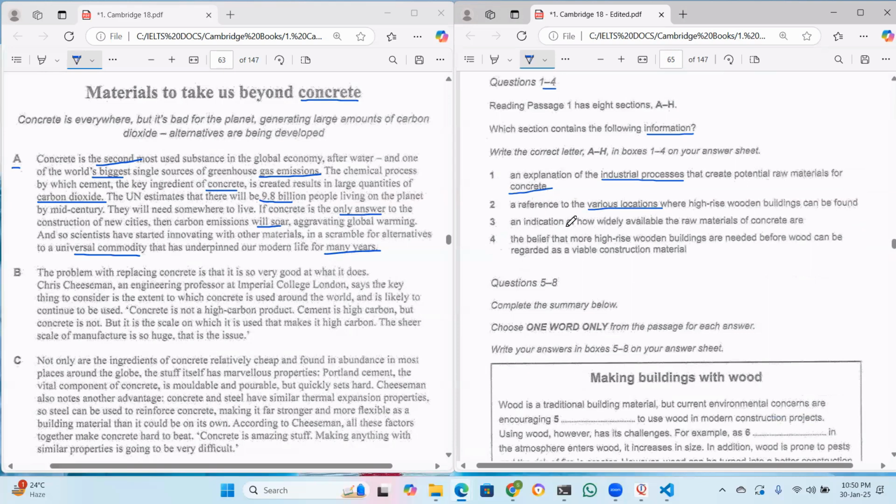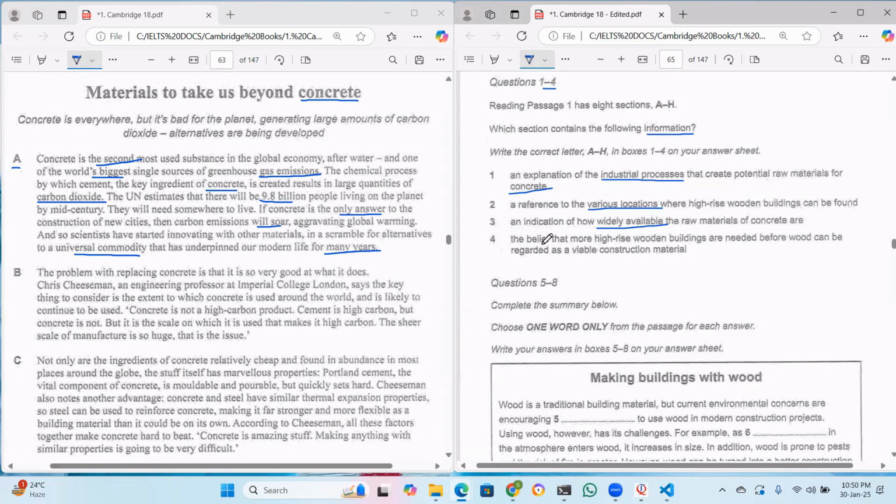An indication of how widely available the raw materials of concrete are. So he's talking about the availability here, right? How widely they are available. Okay, the raw materials of concrete. Did he talk about anything in this paragraph? No, I didn't read anything, right? We didn't read anything like that.